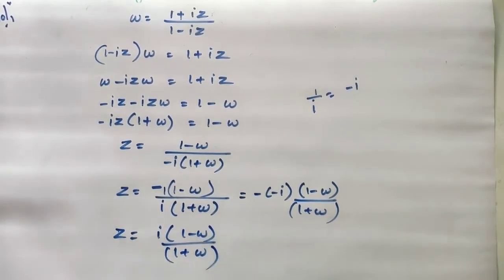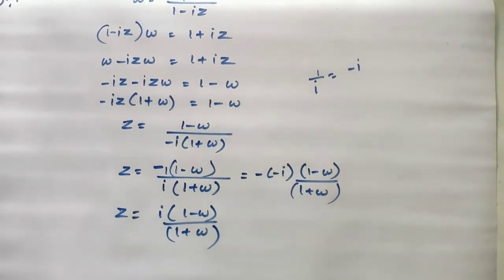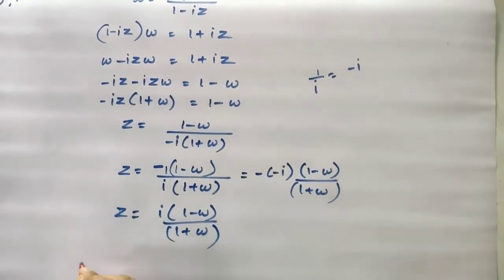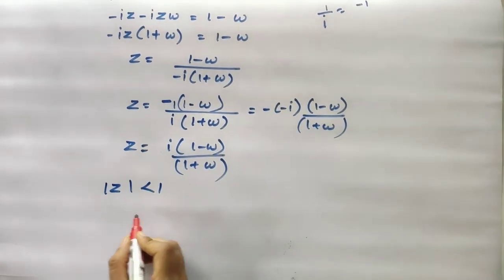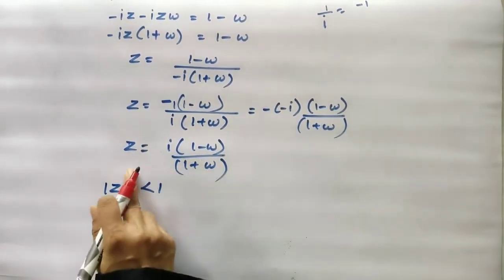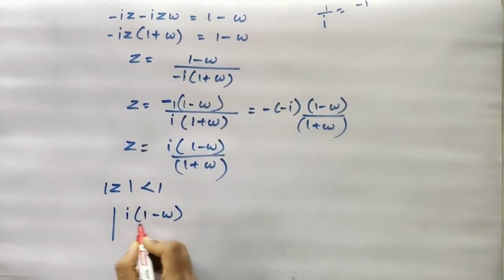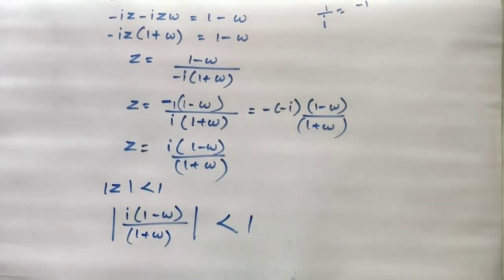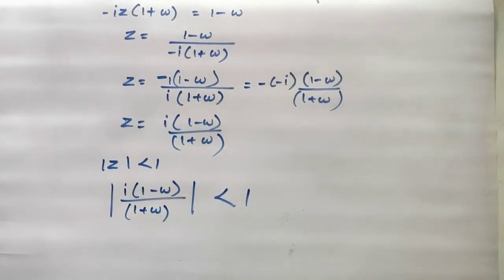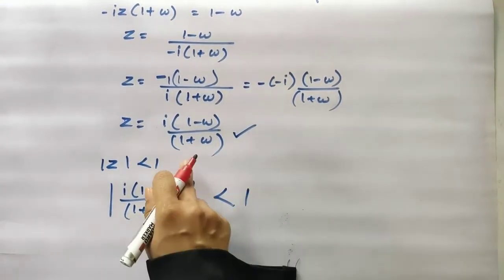Z is equal to this. Now we are working with mod Z less than 1. We want mod Z less than 1. So Z is equal to this, so mod of this less than 1 means what? Let us substitute the value for Z here. It will be mod of I into 1 minus W divided by 1 plus W. Its mod should be less than 1. If Z is equal to this, according to the transformation we have just obtained, it is this, right?